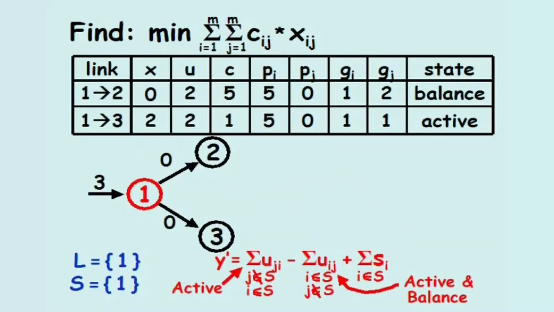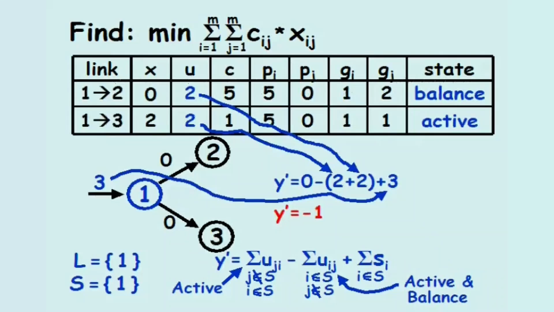But this time, when calculating y prime, the value is negative, since both links exiting node 1 are either active or balanced. This means the direction vector, represented by the nodes in set S, would not progress the network towards optimality, i.e. feasibility, if their dual variables were to be increased.